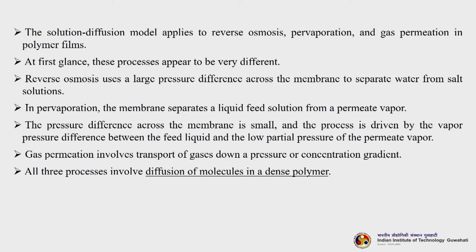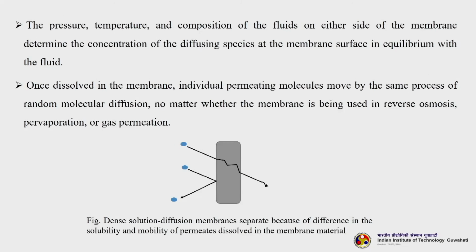Gas permeation involves transport of gases down a pressure or concentration gradient. All three processes involve diffusion of molecules in a dense polymeric membrane. The pressure, temperature and composition of the fluids on either side of the membrane determine the concentration of the diffusing species at the membrane surface in equilibrium with the feed. Once dissolved in the membrane, individual permeating molecules move by the same process of random molecular diffusion, no matter whether the membrane is used in reverse osmosis, pervaporation or gas permeation. This is how a dense solution diffusion membrane separates, because of differences in the solubility and the mobility of the permeates dissolved in the membrane material.